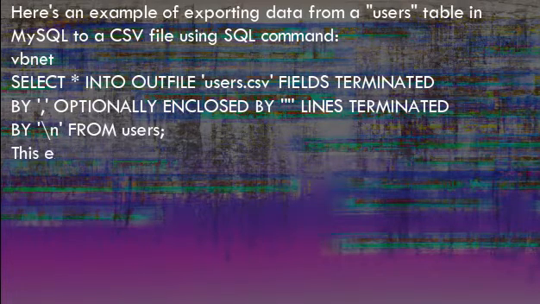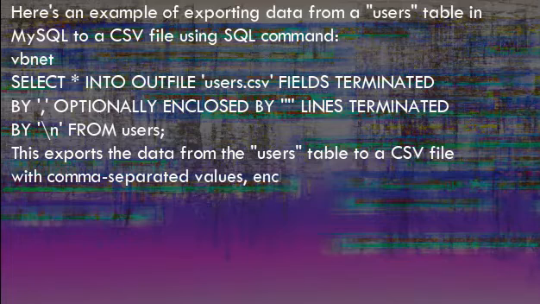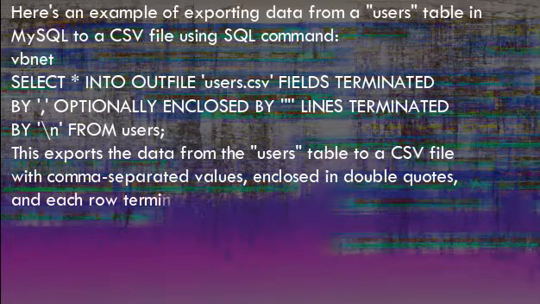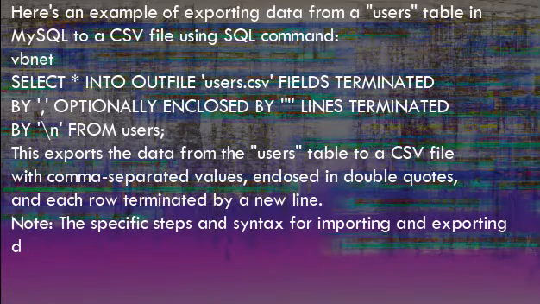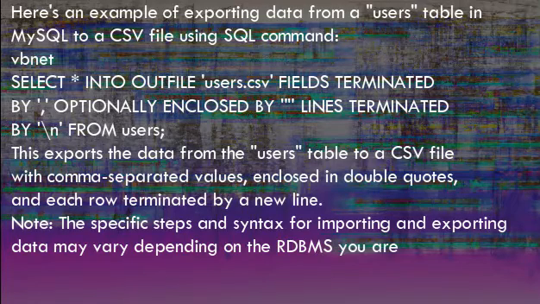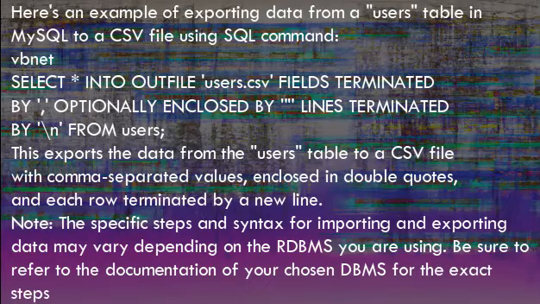Here's an example of exporting data from a users table in MySQL to a CSV file using a SQL command. SQL: SELECT * INTO OUTFILE 'users.csv' FIELDS TERMINATED BY ',' OPTIONALLY ENCLOSED BY '"' LINES TERMINATED BY '\n' FROM users; This exports the data from the users table to a CSV file with comma separated values, enclosed in double quotes, and each row terminated by a new line. Note, the specific steps and syntax for importing and exporting data may vary depending on the RDBMS you are using. Be sure to refer to the documentation of your chosen DBMS for the exact steps and options.